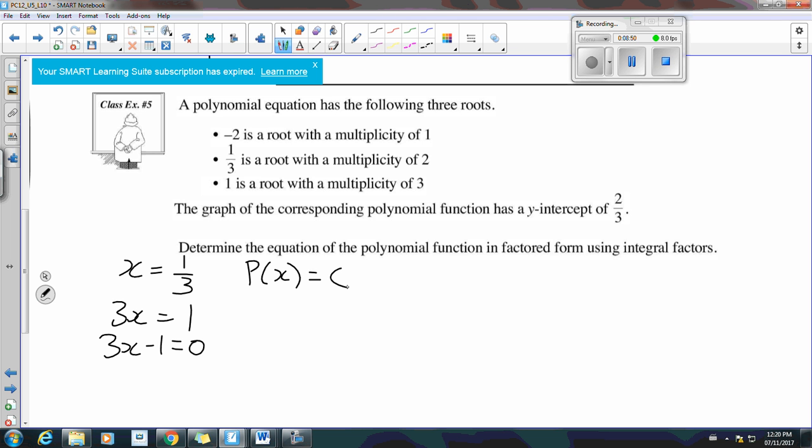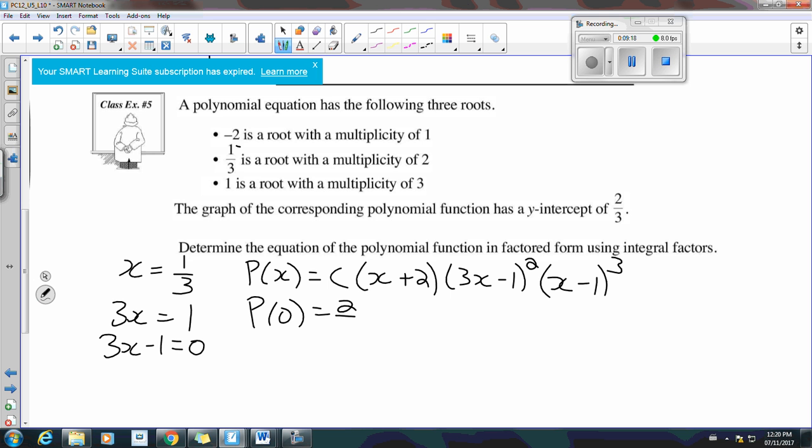Putting this in factored form, we have c, that's our leading coefficient, times a root of -2, so that gives us a factor of x + 2. Then we have our 3x - 1 of multiplicity 2, and then x - 1 that has multiplicity 3. So now we can say a y-intercept of 2/3 really means we know that p at 0 equals 2/3.